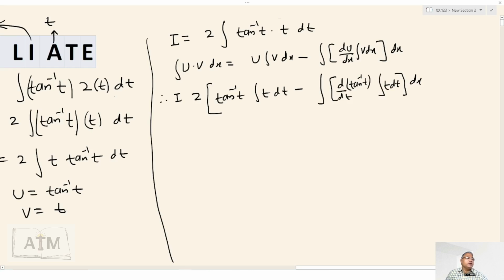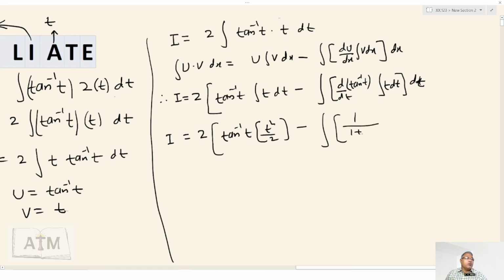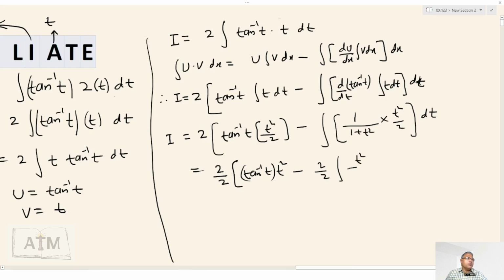v, that is, and here is a dt. So I equals 2 into tan inverse t, integration of t is t square by 2, minus derivative of tan inverse t is 1 upon 1 plus t square, and here is the integration of t, the t square by 2 again, with respect to t, equals 2 upon 2 and tan inverse of t into t square minus 2 upon 2 integration of t square upon 1 plus t square with respect to t.